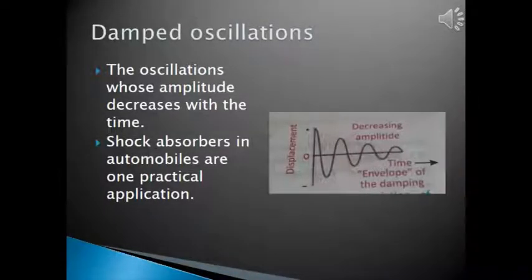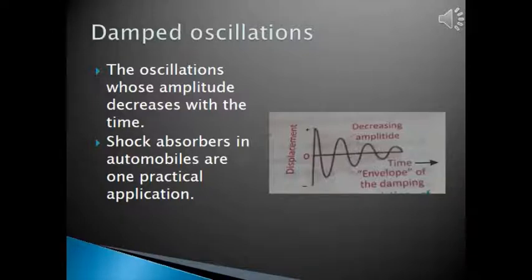Our next topic is damped oscillations. Oscillations whose amplitude decreases with time are damped oscillations. We have seen different examples in our daily life, but the best practical example is the shock absorber in our automobiles. A shock absorber consists of a piston which is moving through a liquid. It can be oil, it can be water, or anything else.